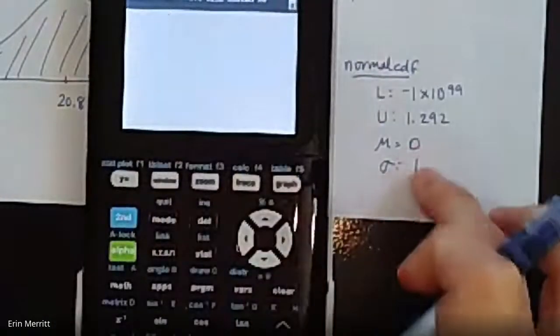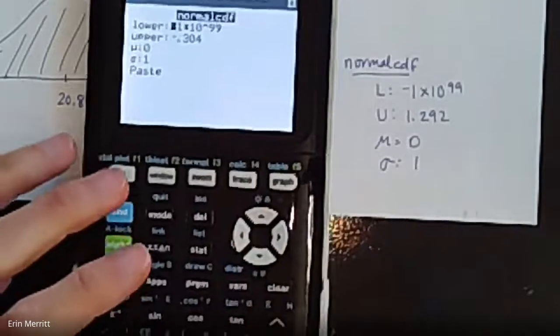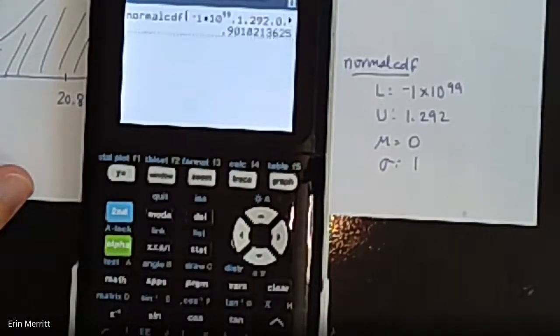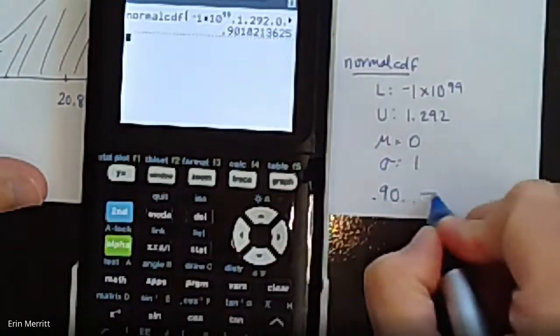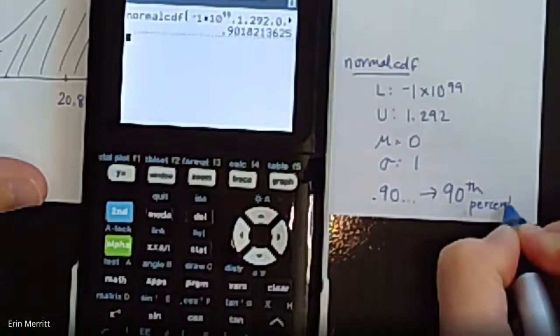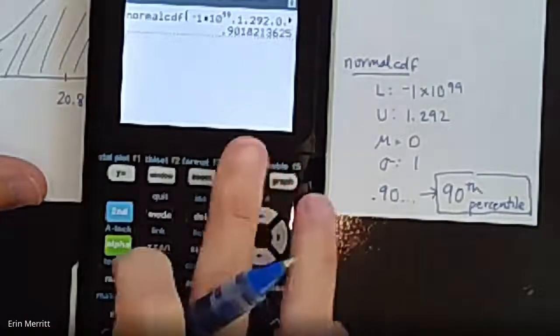The beautiful thing about creating the z-scores is that those never have to change. Last practice, normal CDF, we've got negative infinity up to 1.292. So almost 2 standard deviations above the mean. Hit enter, and look at that. 0.90 means that they are at the 90th percentile. They did better than 90% of all the kids that took the test.